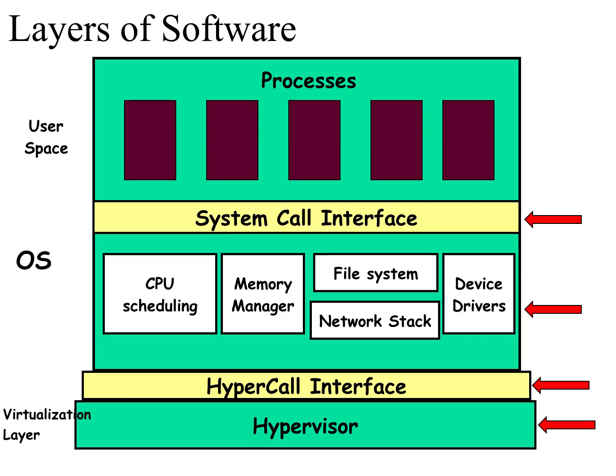Now in this figure, we are seeing an alternative view of the layering of various software components in a system. It's very similar to what we have already learned in the previous slides, except for one additional detail, which is that at the lowest level we see a component called the hypervisor, which is interacting with the operating system through something called a hypercall interface.